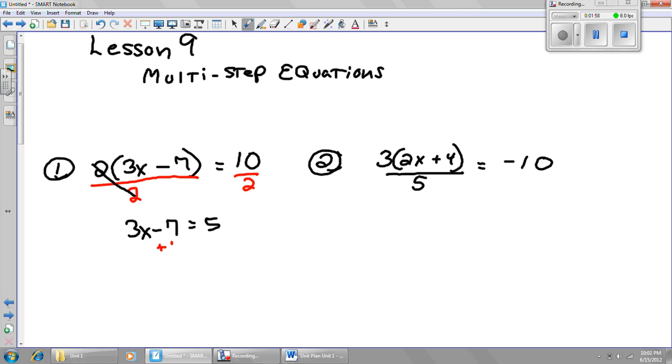Could add 7 to each side because Saddam told me to. 3x will equal 12, divide by 3, and x will equal 4. And there's the same exact answer. I don't necessarily prefer one way over the other. I guess it depends on the situation. So you can pick the way that might be better for you.